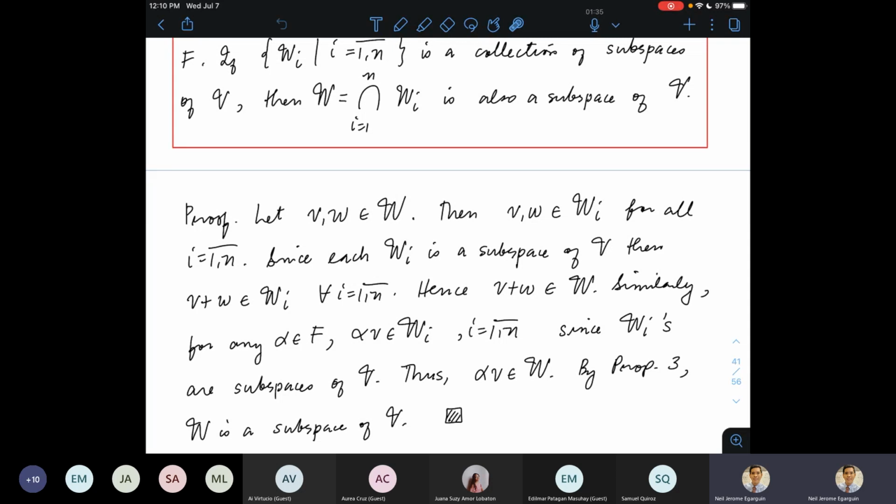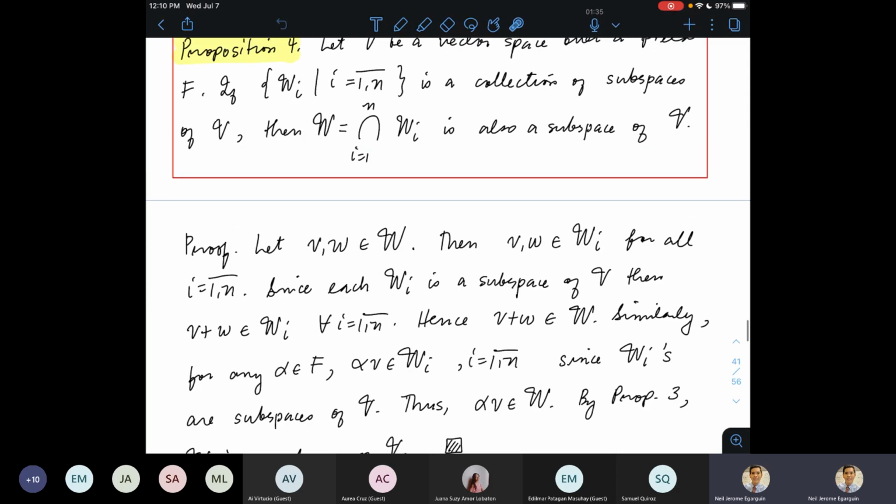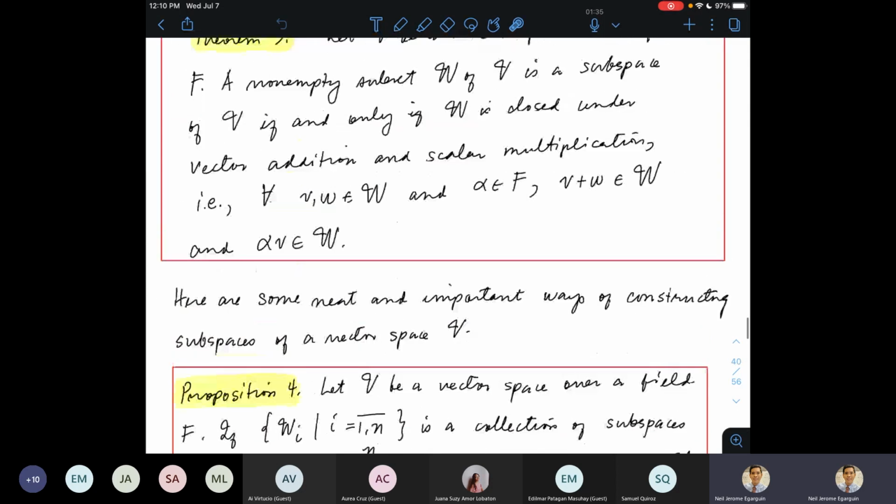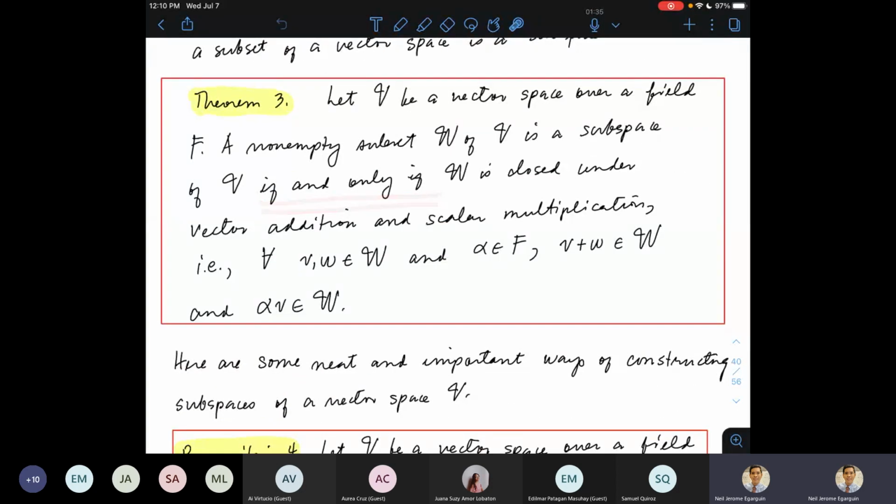Alright? But what do we know? Each W sub i is a subspace of V. So ibig sabihin, by Theorem 3, remember, Theorem 3 is an if and only if statement. It goes either way. So that means if W is a subspace, then W is closed under vector addition and scalar multiplication. And since it is if and only if, the converse is also true.